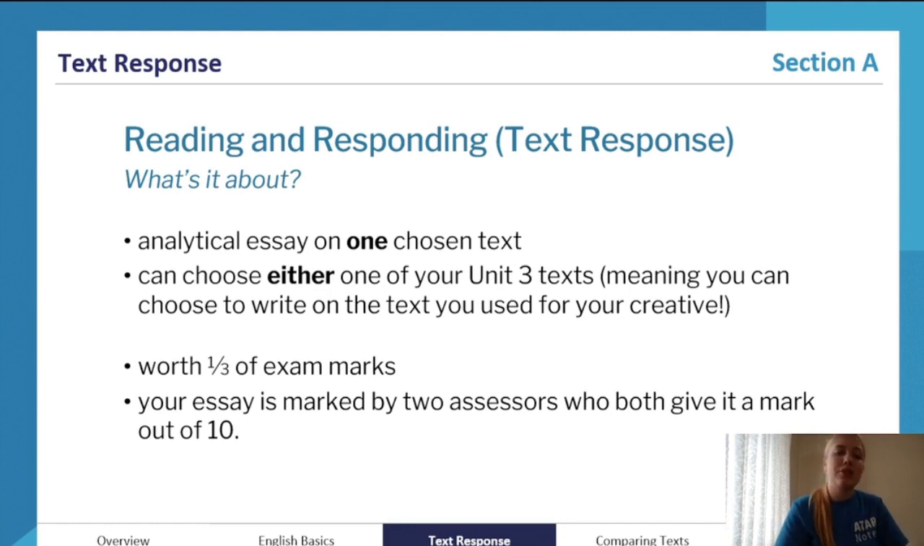So section A is your text response, and it's an analytical essay on one text of your choosing. I did mention you could write on the text you use for your creative if you wanted to. The way that your essay is marked is that there are two assessors who both give it a mark out of 10. Because the assessors are trained in how to assess you, this mark should be really consistent from both assessors. Sometimes when it's not, they get a third assessor to mark it as well.